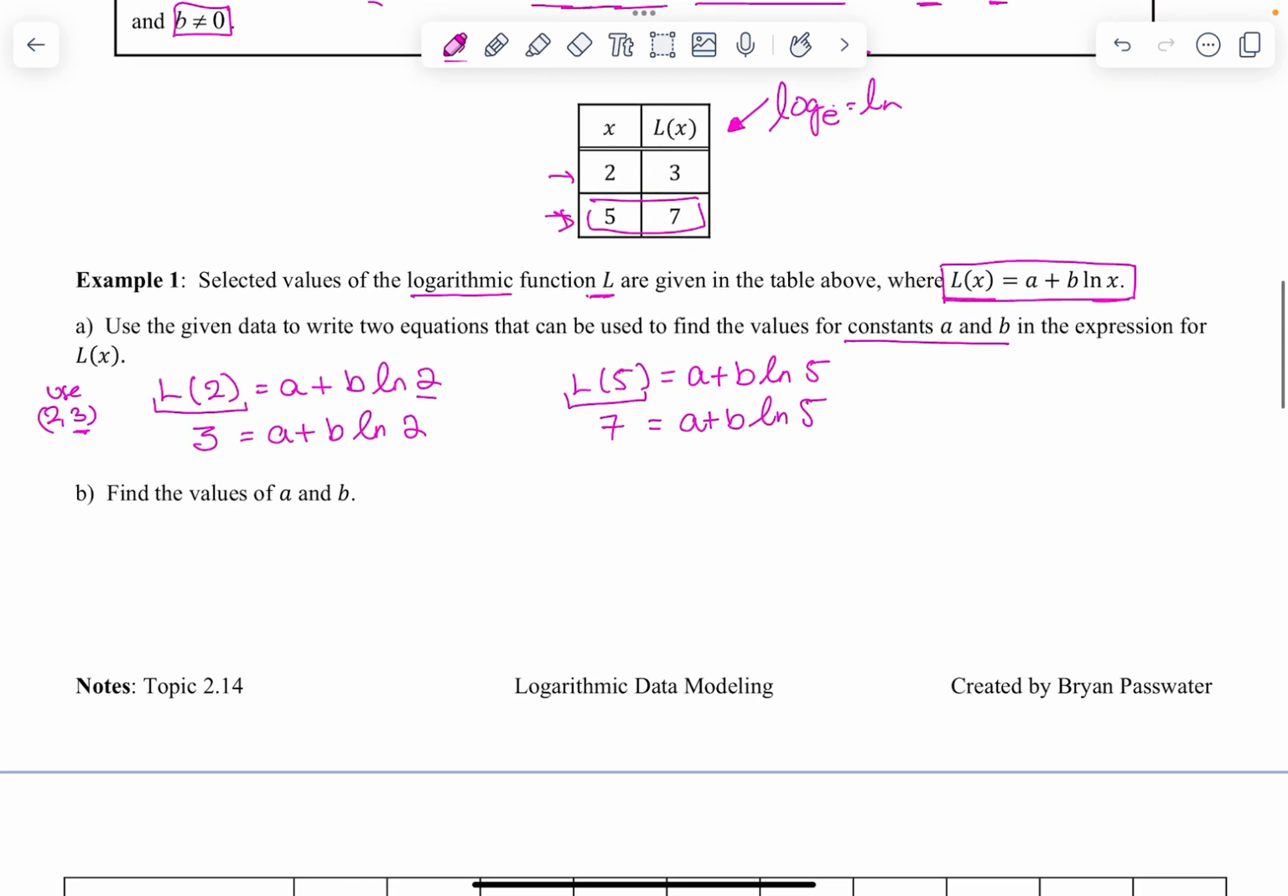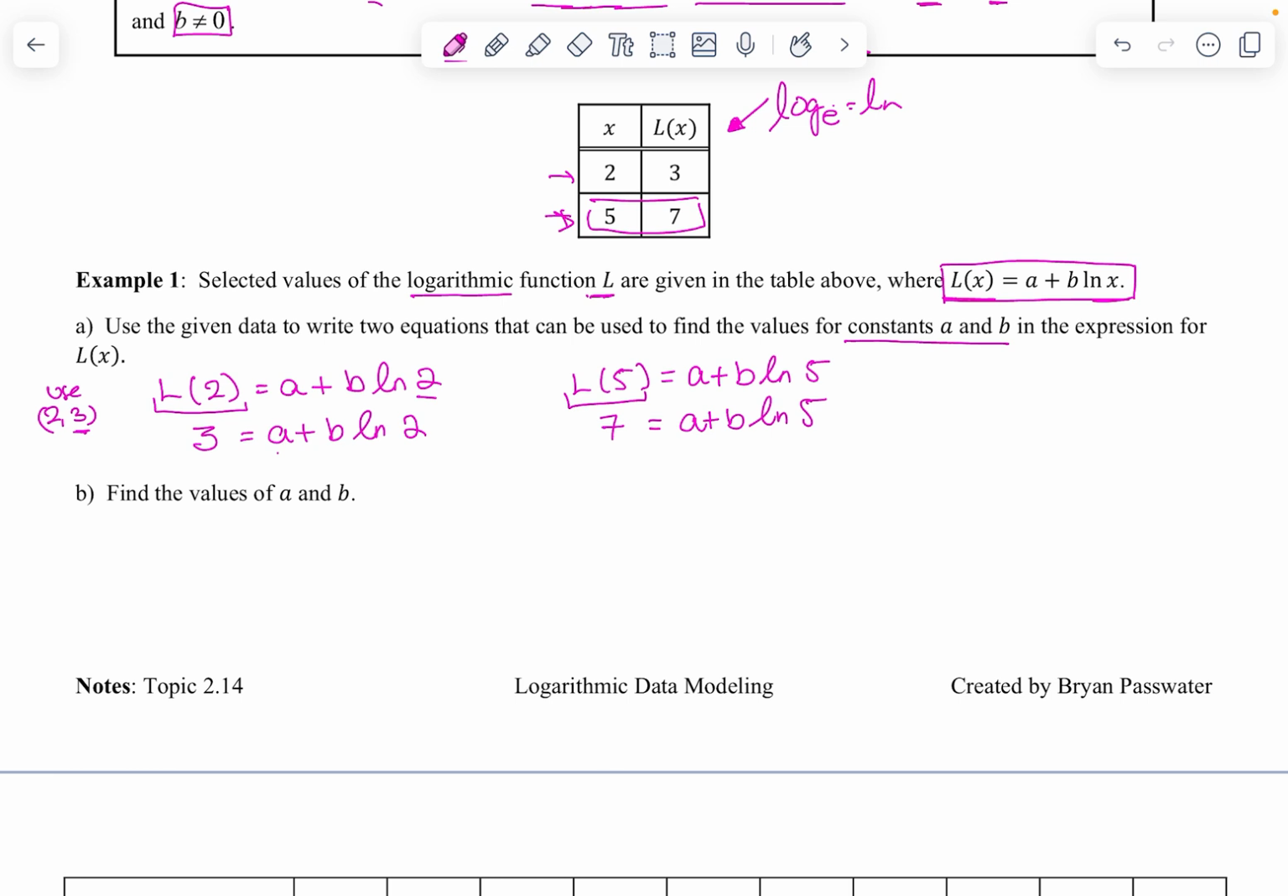So now to actually solve and find a and b. All right, so this is a little bit different because normally when we do this, one of the variables disappears, right? And we are able to just solve for the other variable. But in this case, ln of 2 is not 0, so the b does not disappear, and neither is ln of 5. ln of 5 is not 0. So we need to use a different method.